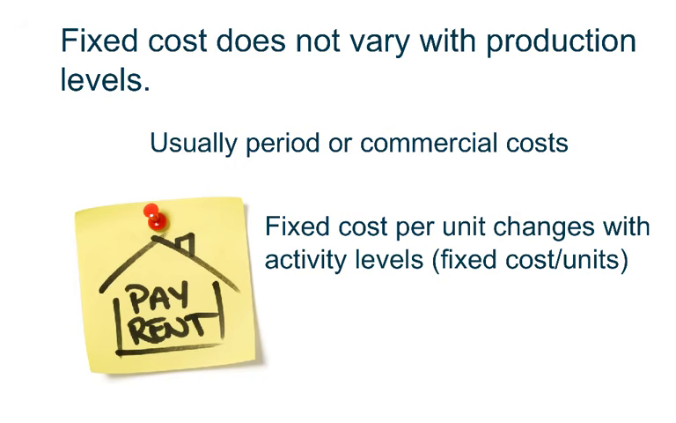Fixed cost, on the other hand, does not vary with production levels, and they are usually period cost or commercial cost. And a very nice example can be your rent. Whether you make 1 cup of coffee or 2 cups of coffee, your fixed cost, your rent, will remain the same. But remember, we will still allocate that total amount of rent to the number of units. So if I make 1 cup of coffee, I will need to allocate the full amount of rent to 1 cup of coffee, or I can allocate it to 100 cups of coffee. So the fixed cost will remain the same, but the fixed cost per unit will change with activity levels.